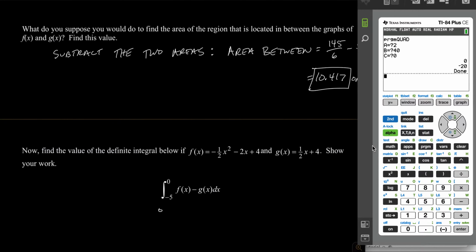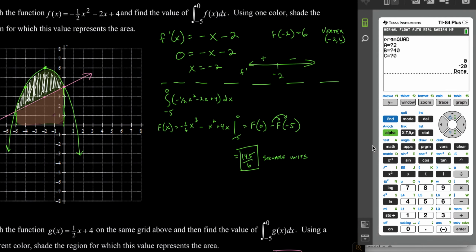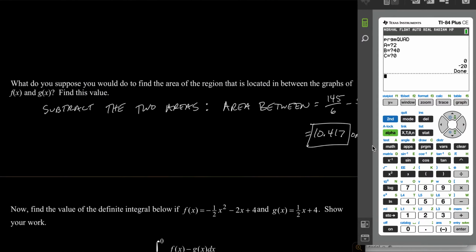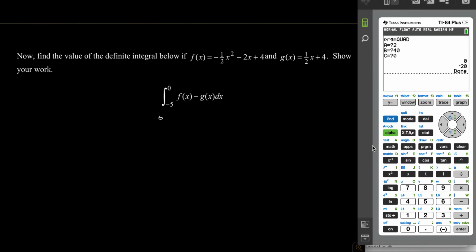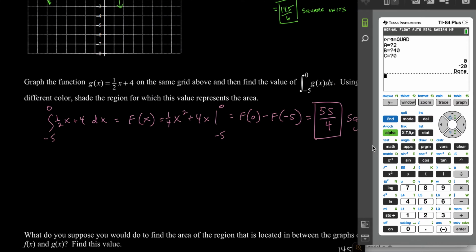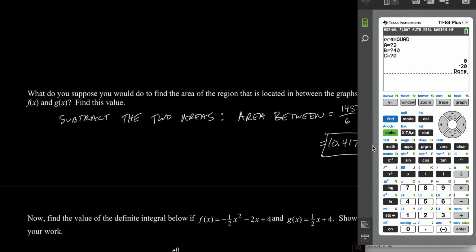All right, so that's how you find the areas. Now, is there a faster way to do it than doing each integral separately and then subtracting the answers? Yeah, you can just subtract the functions as long as you do the upper function minus the lower function on that interval. So the top function here is the green function, it lies above the pink function. So that's why we're doing f of x minus g of x.